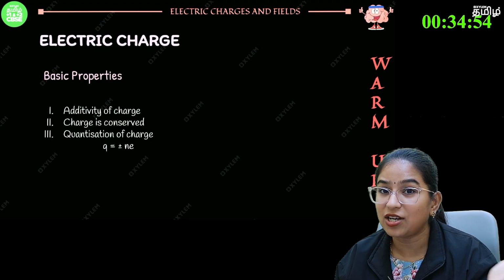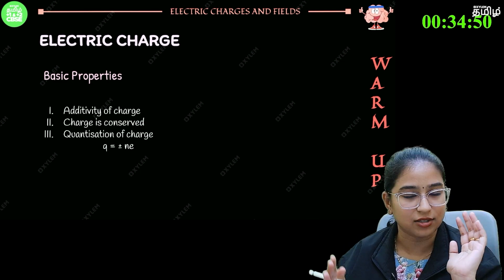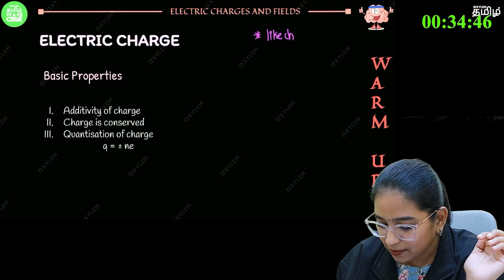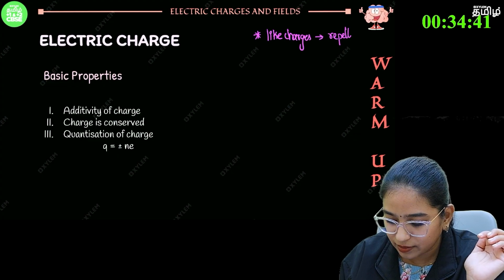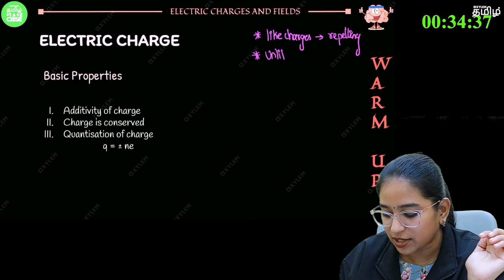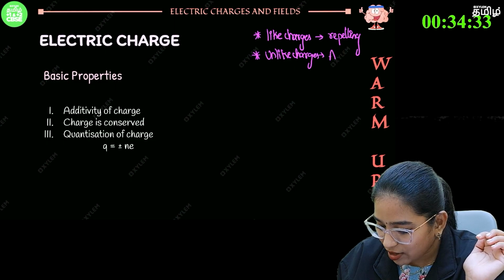One is positive charge and one is negative charge, and negative charge will be transferring from one body to the other, right? So we know like charges will be repelling each other, and unlike charges will be attracting each other.